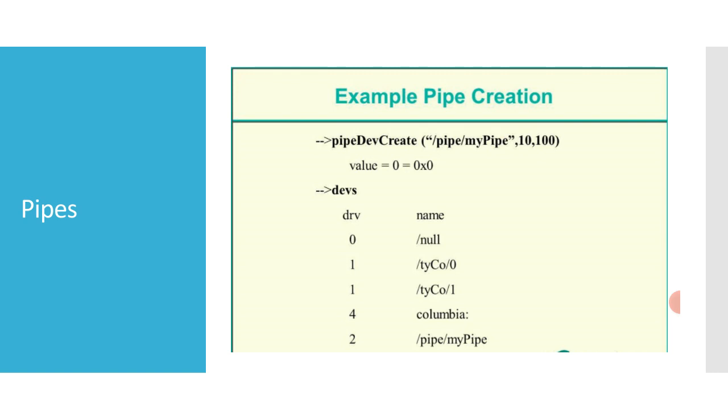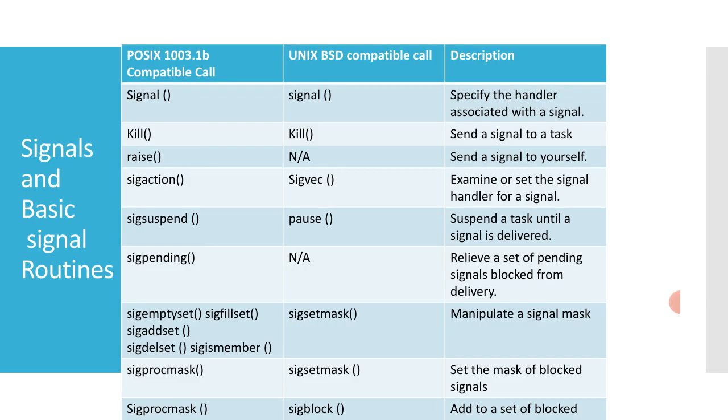We will move on to the signals and then basic signal routines available. VxWorks supports a software signal facility. Signals asynchronously alter the control flow of a task. Any task or ISR can raise a signal for a particular task. The task being signaled immediately suspends its current thread of execution and executes the task-specified signal handler routine the next time it is scheduled to run.